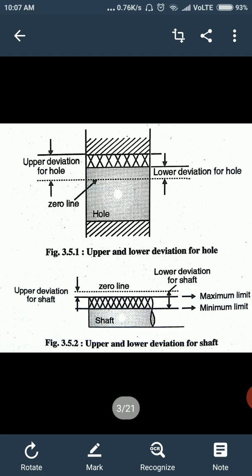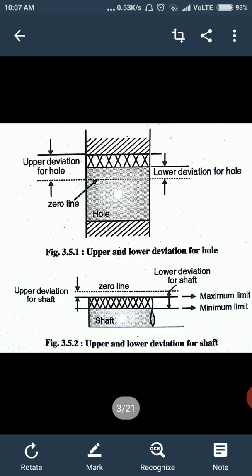And the algebraic difference between actual size and the corresponding basic size is called deviation. Then there are two types of deviation: upper deviation and lower deviation. In this diagram, we see upper and lower deviation for the hole, as well as upper and lower deviation for the shaft.